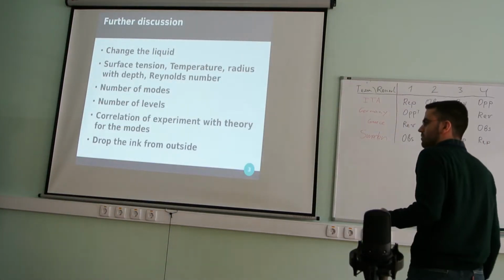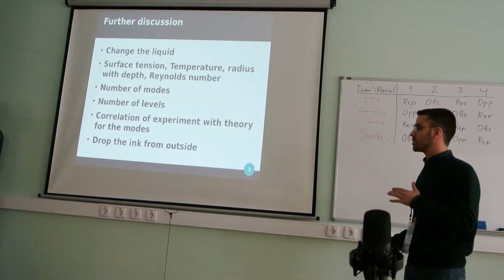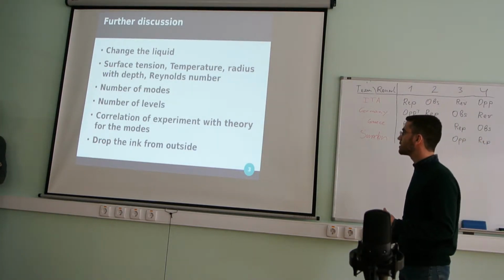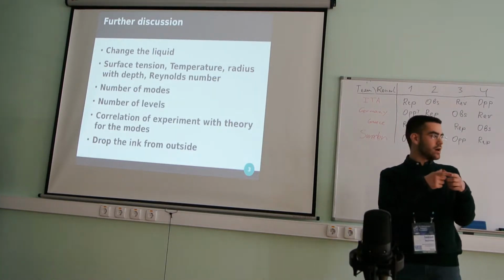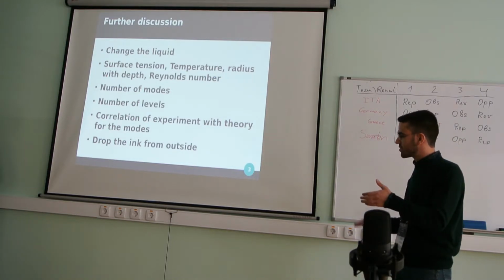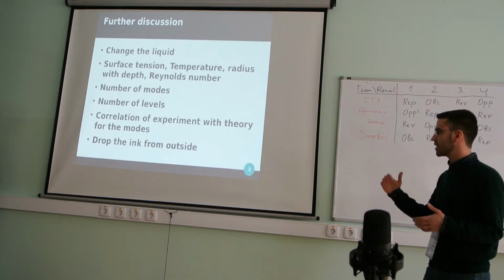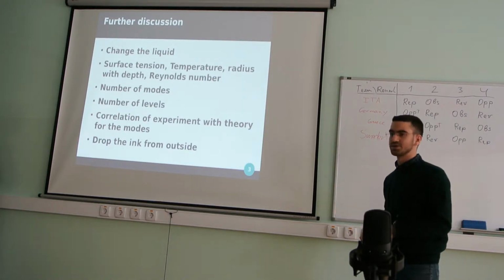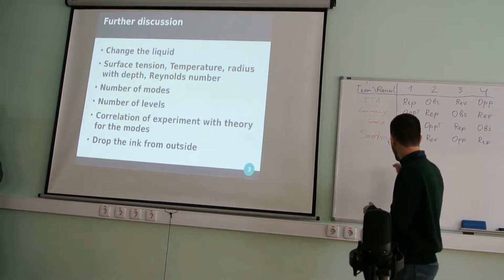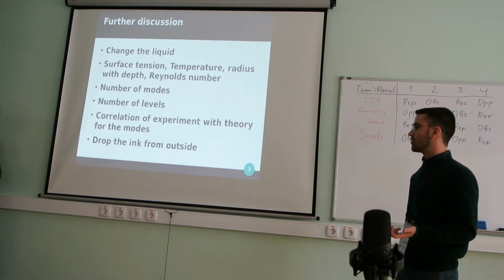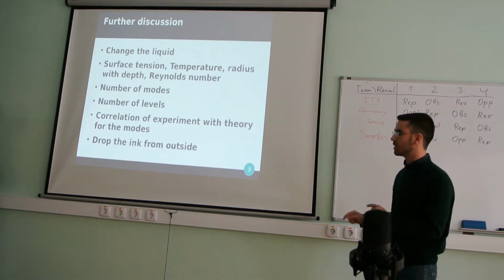These are some of the things I want to discuss with you. Like if you change liquid, if you don't put in water, but you put in a more viscous or a less viscous fluid, what do we expect from that? How does surface tension, temperature, the radius of the torus with depth correlate to what we're trying to find out here, which is the levels, like will it make more levels or less levels? How do you explain the number of modes? Why do you get 3 drops or 2 drops? The number of levels, how do the instabilities play a role in this, and how does diffusion play a role in this?